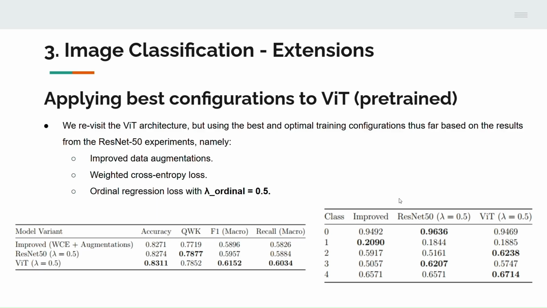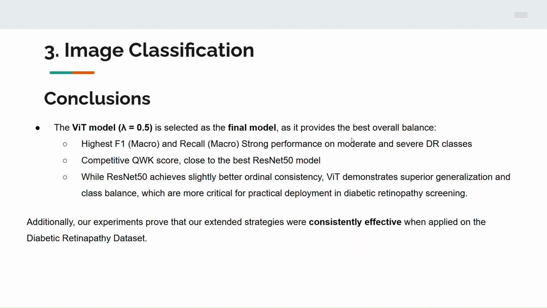And furthermore, it also generally has a higher recall score for the rarest and more severe classes like class 4 and 3. And so for our conclusion, the ViT model with lambda equals 0.5 is selected as our best model, as it provides the best overall balance between highest F1 score, best recall score, and it also has a strong performance on moderate and severe DR classes. And also, while ResNet50 achieves slightly better ordinal consistency, ViT demonstrates a superior generalization and class balance overall.